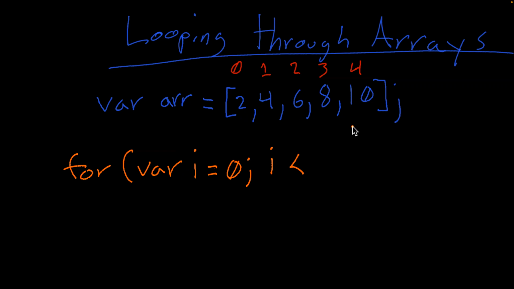Could you put i less than or equal to the length of the array? Say that again. I less than or equal to what? The length of the array. Okay. All right. So yeah, that's pretty close. What we're going to do is r dot length. So i is less than r dot length.